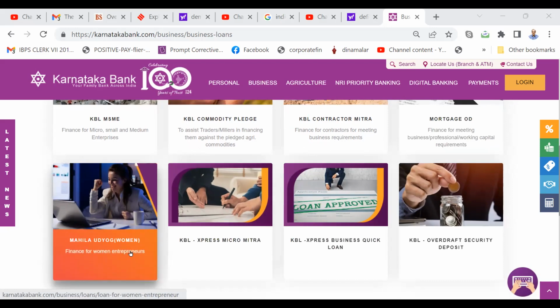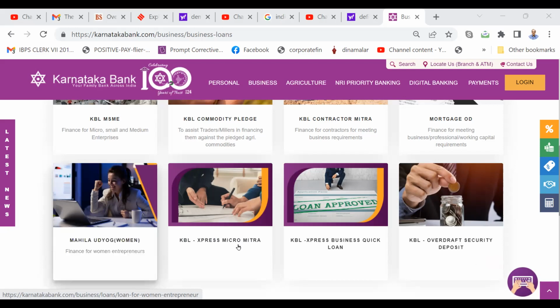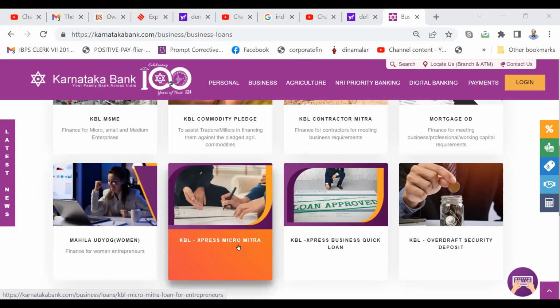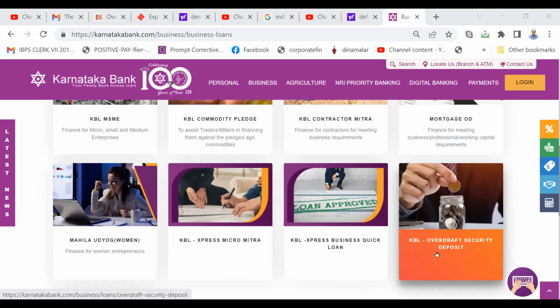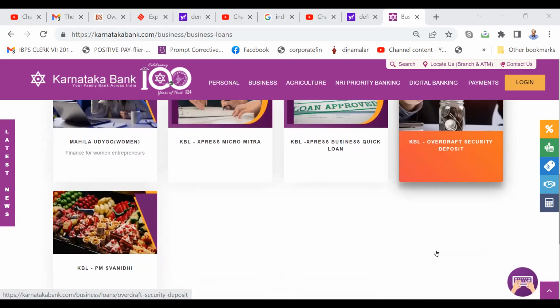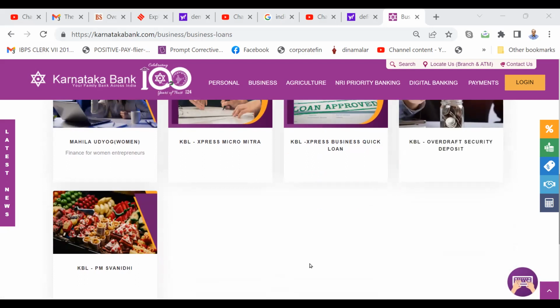Then here there is one scheme with Karnataka Bank, Mahila Udyog, finance for women entrepreneurs. That is same, whether it is male or female, they are doing business, but it is specially classified as Mahila, possibly because they may be giving some concessions here in the matter of rate of interest or whatever it is. Then this is micro mitra, that is micro industries. Then business quick loan, overdraft against security deposit. Sometimes the loan against deposit can be taken, or overdraft against deposit can also be taken.